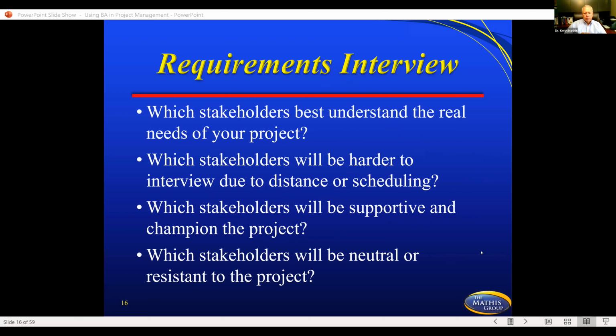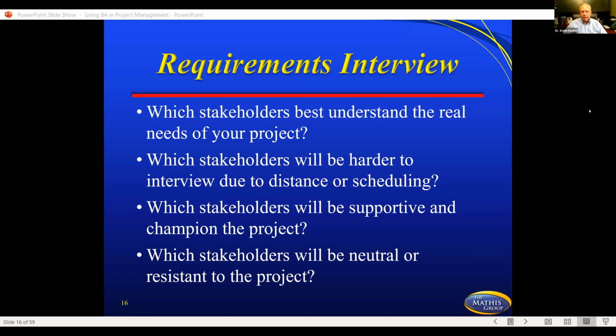The requirements interview. This is an important interview. It should be taking place right after the project has been assigned to a project manager and to a business analyst. And so which stakeholders best understand the needs of your project? Now, a lot of times when we talk about this, people will think, well, I'm going to interview the manager on the customer side. There's a lot of problems with that. Your manager might have the authority, but they might not have the expertise. Good people, but you might be interviewing them only to realize that they don't have the expertise you need. Which stakeholders will be harder to interview due to distance or scheduling?